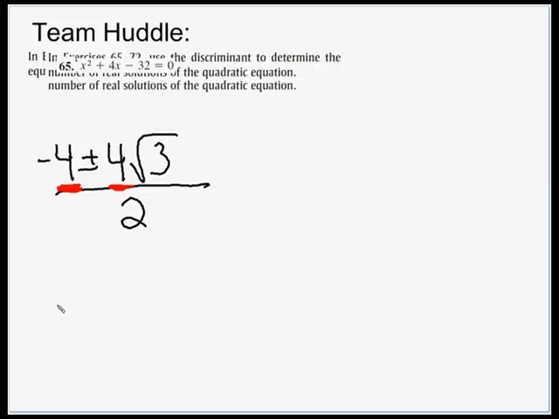So we're going to divide. -4 divided by 2 is -2, and we'll have our plus minus. 4 divided by 2 is 2, and then we have our square root of 3. And there's our final answer, 2 solutions to the quadratic equation.